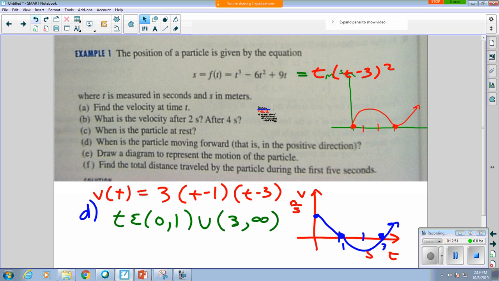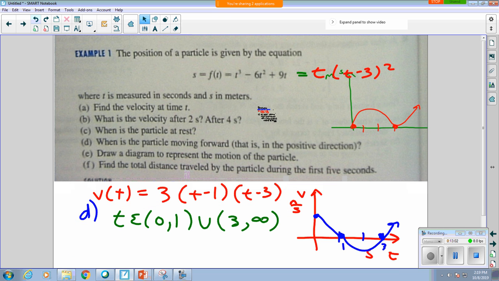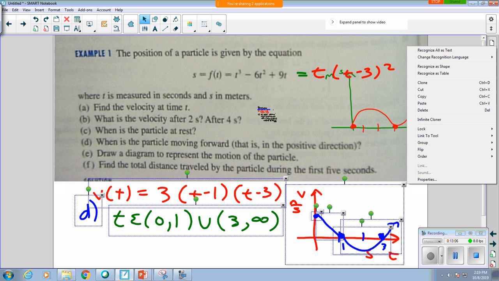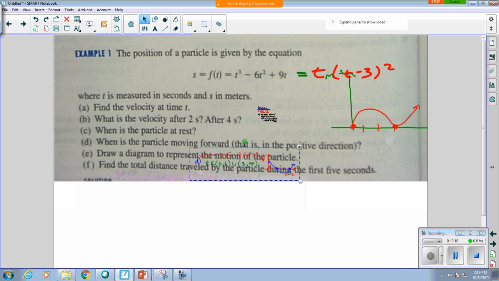Draw a figure to represent the motion of the particle, and then find the total distance traveled during the first 5 seconds. All right. We're going to keep all this. And this is tough. I'm going to keep this because we're going to need these graphs. I'll put it over here. There it fits inside. Perfect.